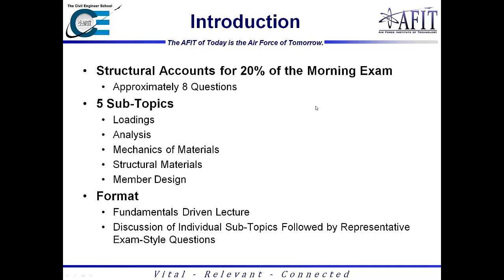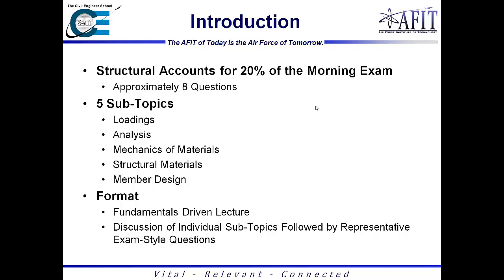And this experience kind of includes helpful hints to study for or recommended books to bring with you. So as an introduction, of each of the 5 sections of the civil exam, structural accounts for 20% of the morning exam. So that breaks out to about 8 questions of the 40. And so of the structural portion, there's 5 subtopics. There's loading, analysis, mechanics of materials, structural materials, and member design. So each one of these subtopics includes about 3 to 8 subtopics.